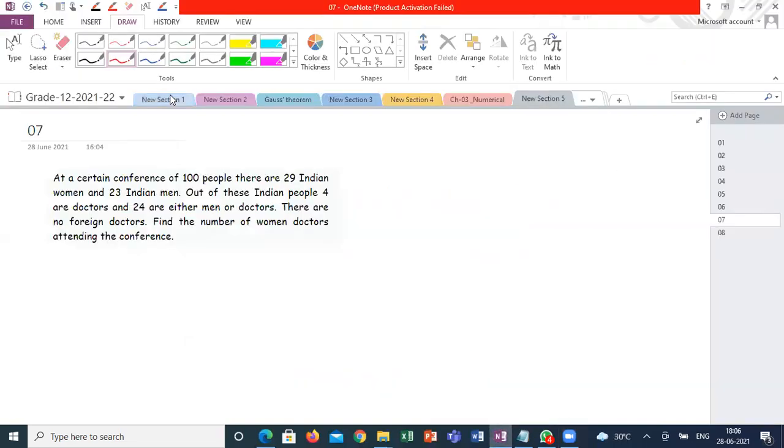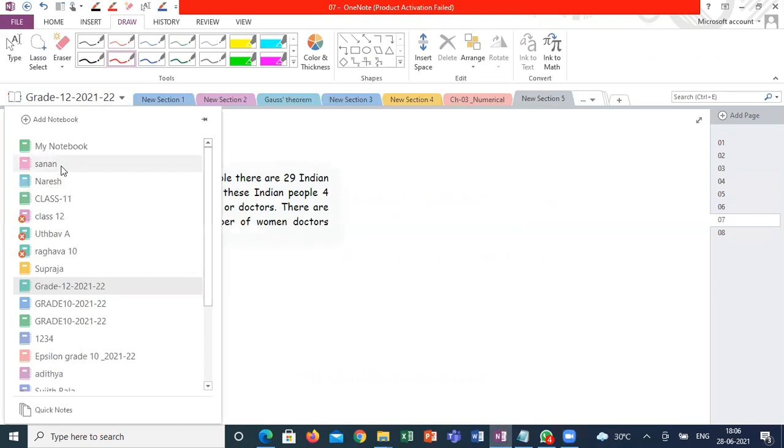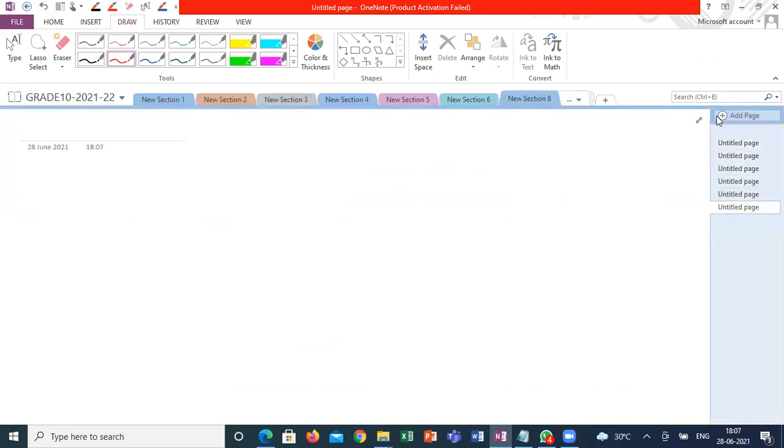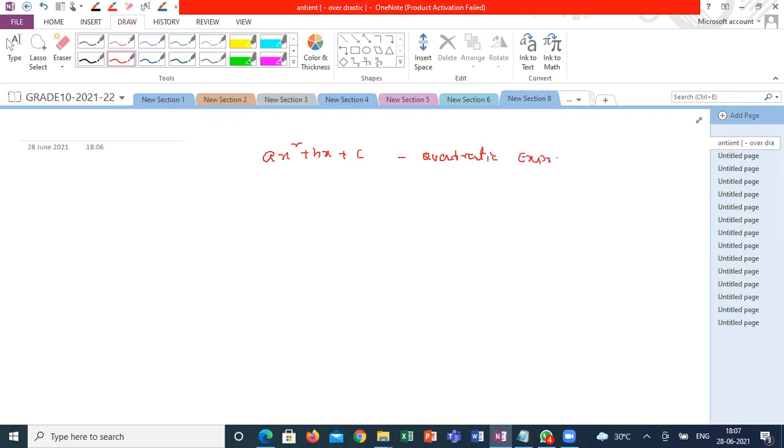The standard form of the quadratic expression or equation, I think Sanayu already gave in the chat for us. Any expression in the form ax square plus bx plus c is known as a quadratic expression, whose degree is 2 and a should not be equal to 0. If a is equal to 0, then it comes under a linear expression.